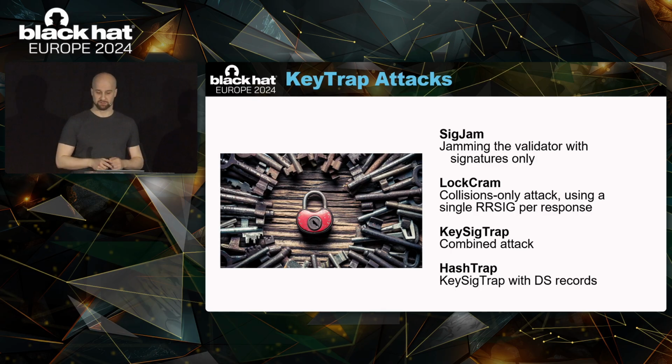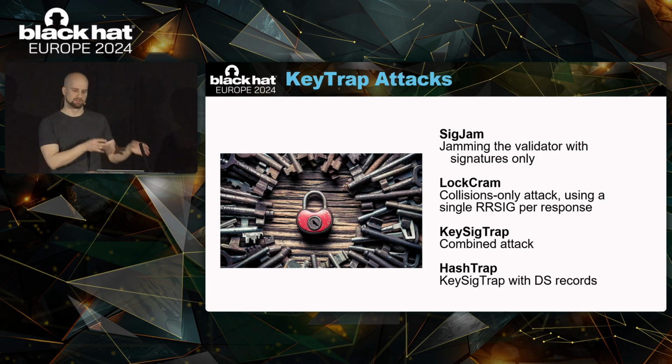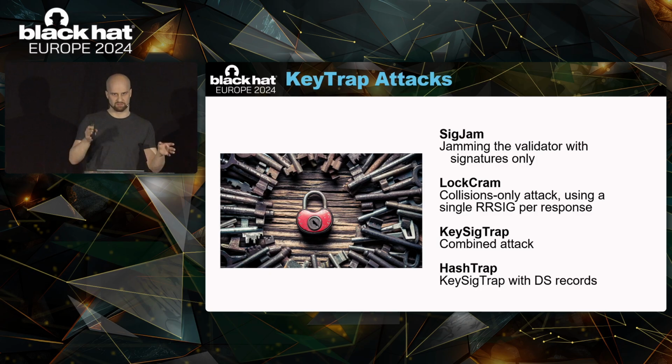So I've showed you the KeySigTrap attack, which is an instance of our KeyTrap attacks. We also have others. There's SigJam, which is just using the signature records for attack. LogCram, which is using only the colliding DNSKEY set with individual signatures. That's a little academic distinguishment, but we show by that you could exploit all the individual requirements in the RFCs alone.